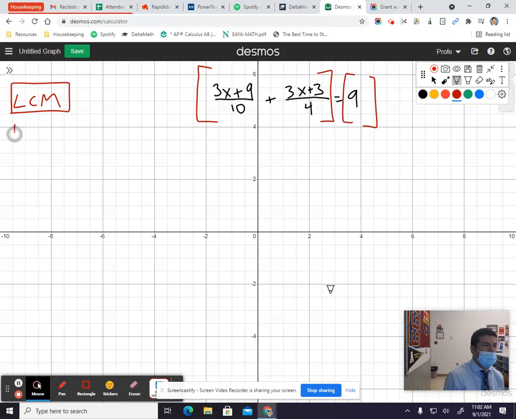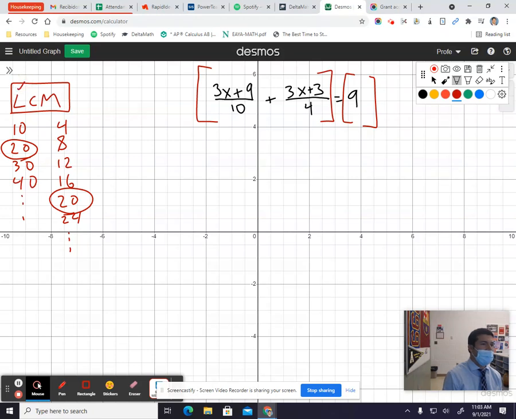My denominators are 10 and 4. So I need to think of what is the least common multiple between 10 and 4. Let's look at multiples. The multiples of 10 are 10, 20, 30, 40, etc. The multiples of 4 are 4, 8, 12, 16, 20, 24, etc. Which one do they have in common? 20. And it's the first one that they have in common, hence least.